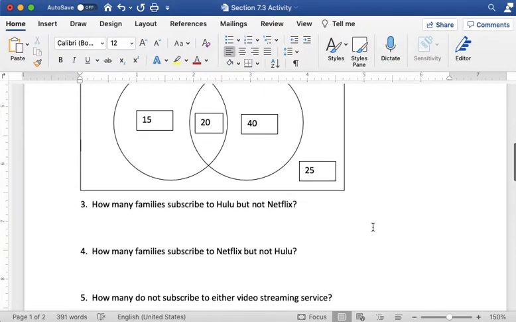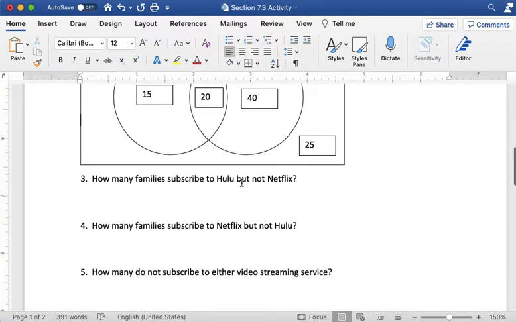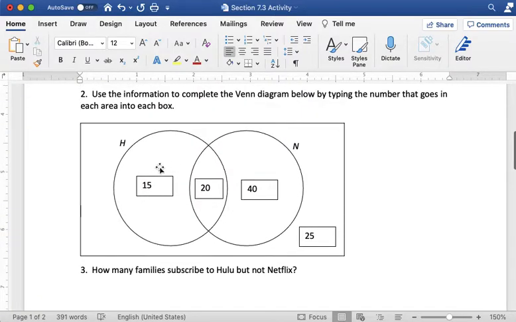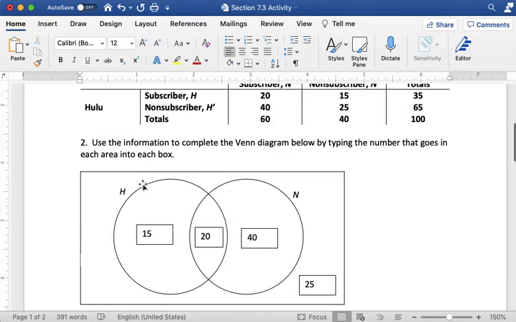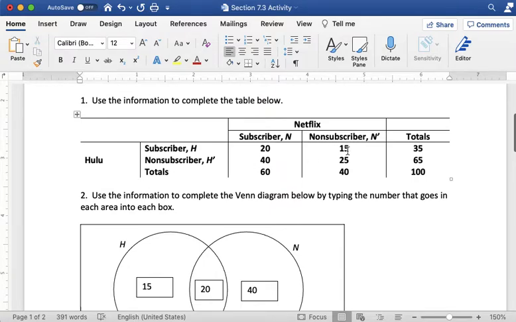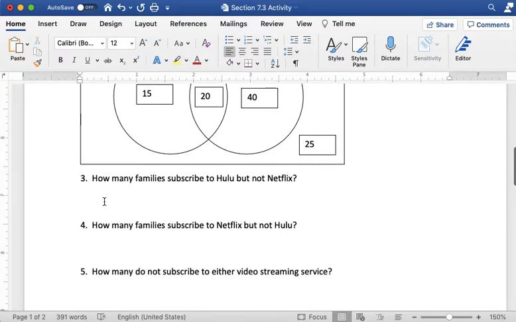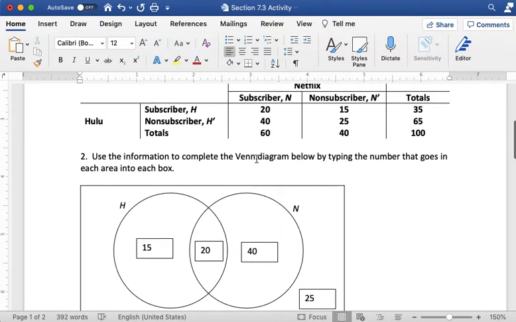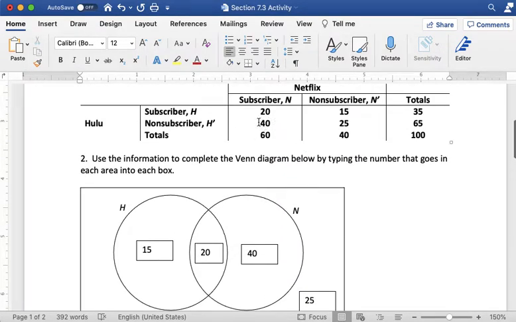And then finally, we have some questions here that are basically just asking in words for us to match what numbers here go with what scenarios. So how many families subscribe to Hulu but not Netflix? Looking at my Venn diagram, I can see that it's 15, or looking at my table, I can see that it's this 15 right here that subscribe to Hulu and not Netflix. And then the number that subscribe to Netflix and not Hulu is this 40, or this 40 right here in this table.